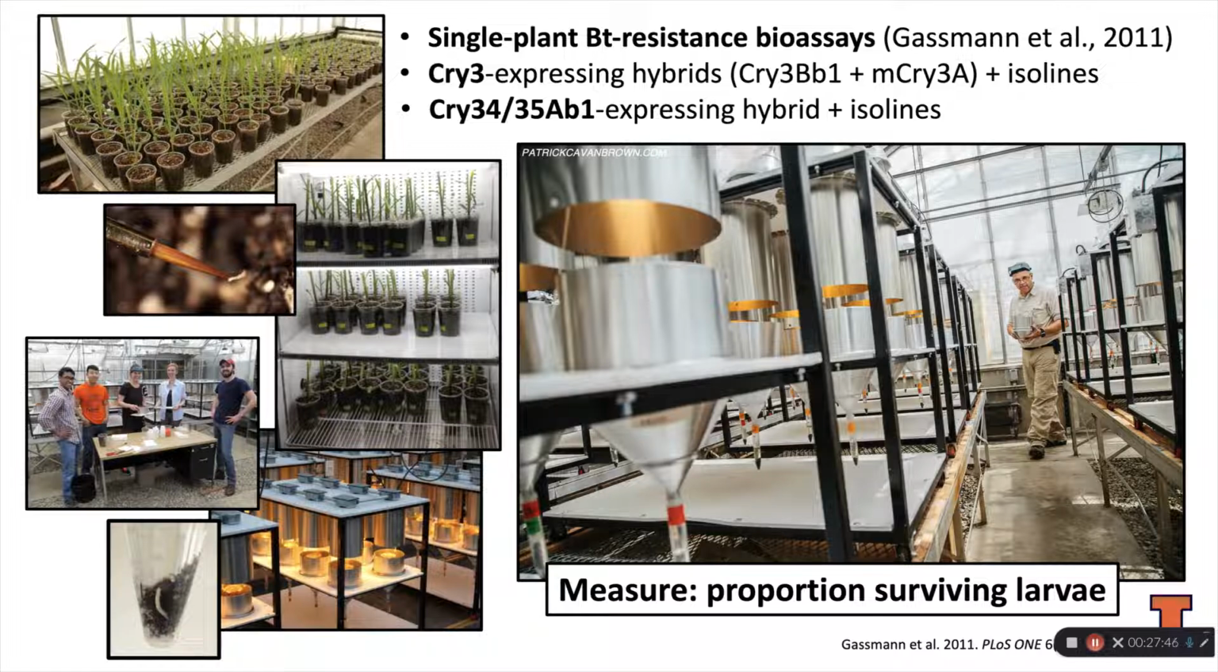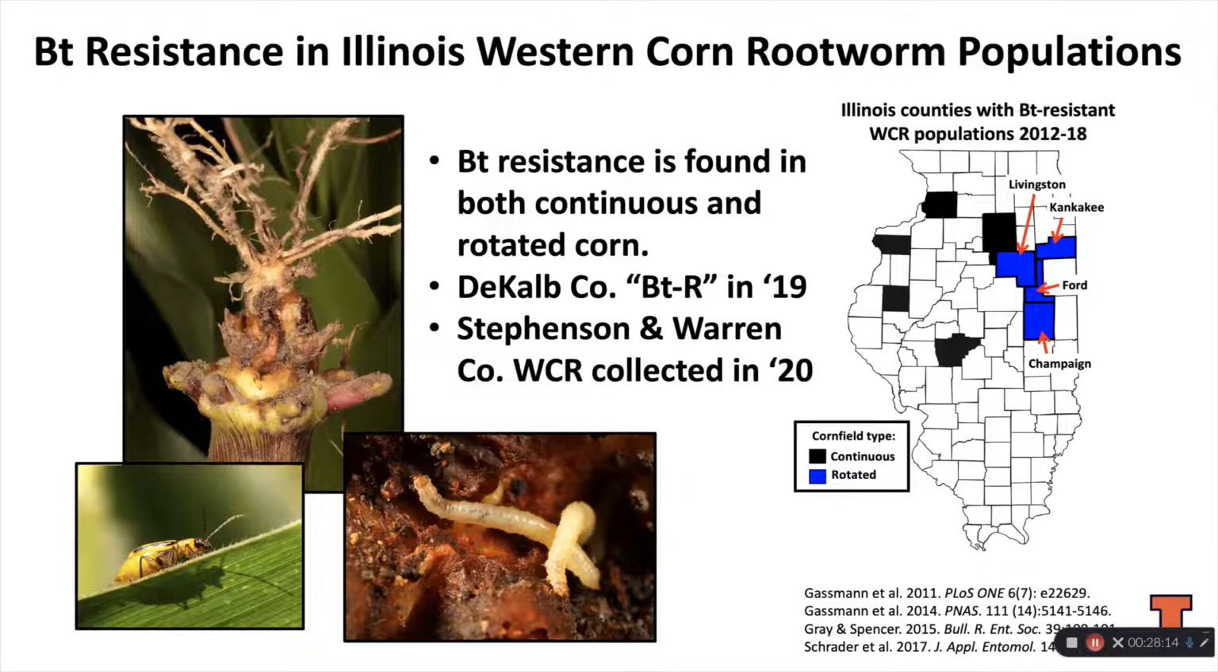We then allow those larvae to develop on the corn roots, and at a fixed time after they were inoculated, we use these devices called Berlese funnels, which shine light onto the samples of root tissue and drive any surviving larvae out of the roots and into a vial of alcohol where we can observe, count and measure them. And so we measure the proportion of surviving larvae in these tests.